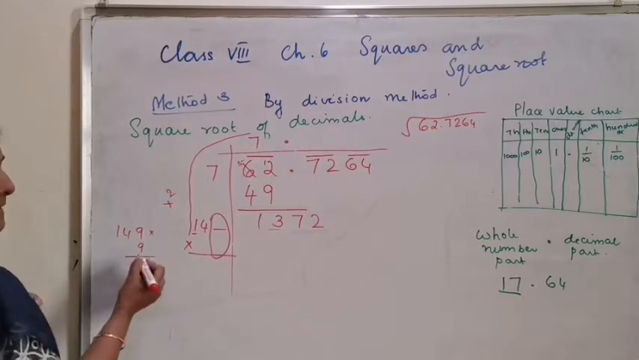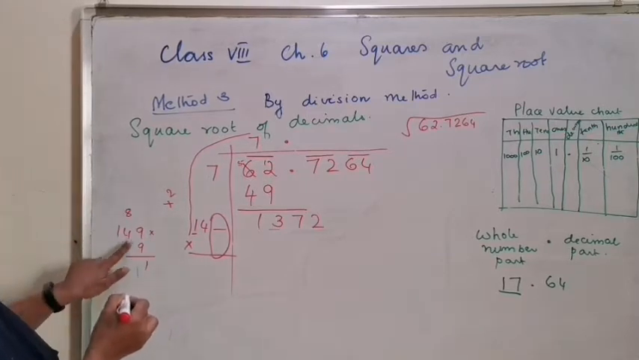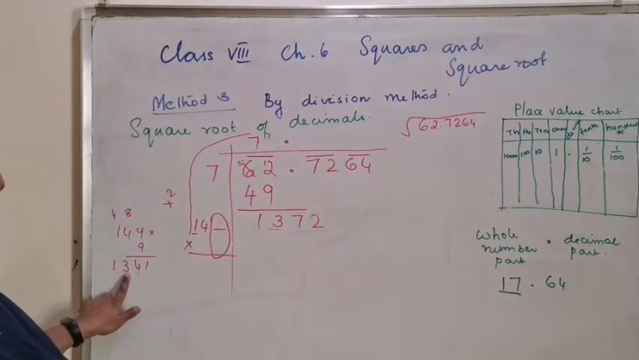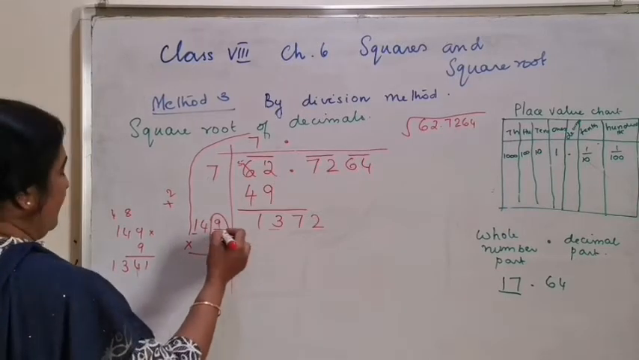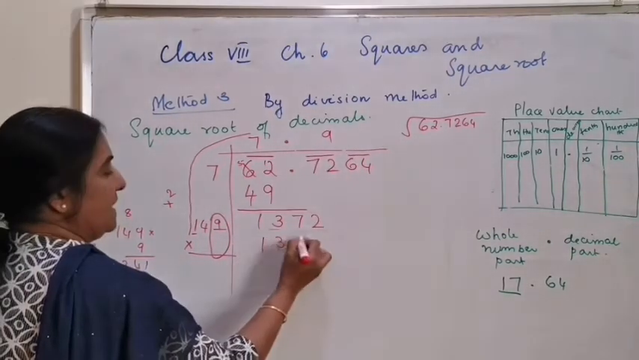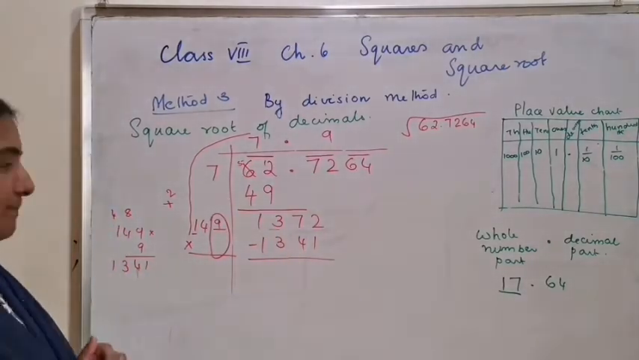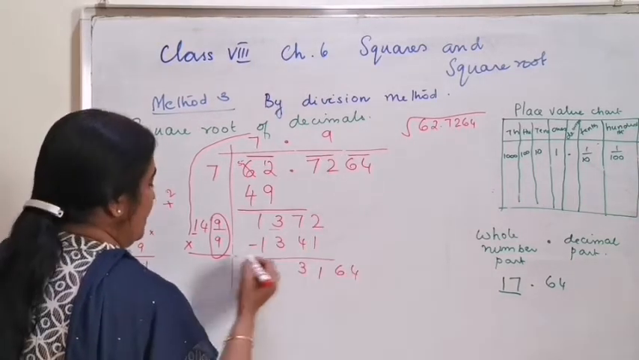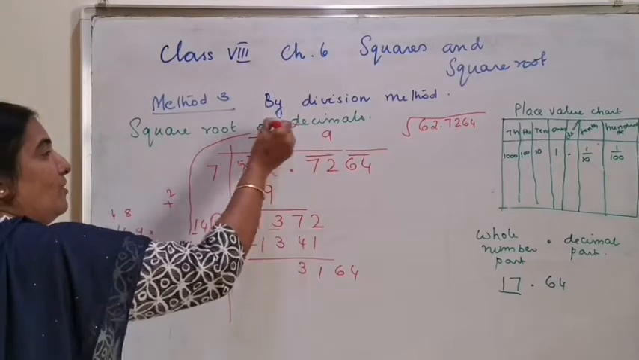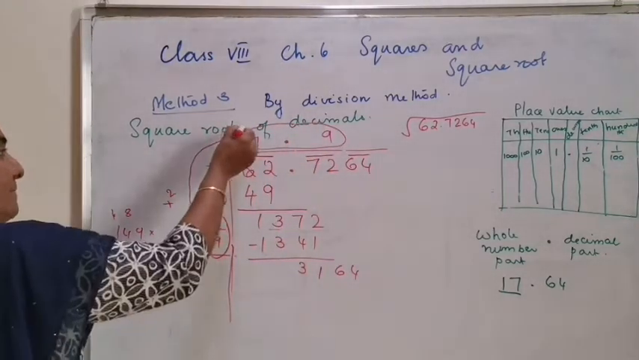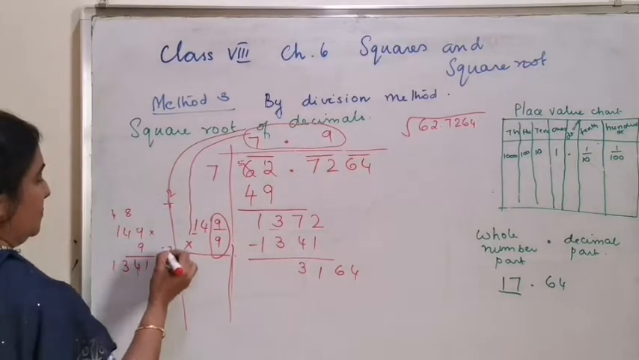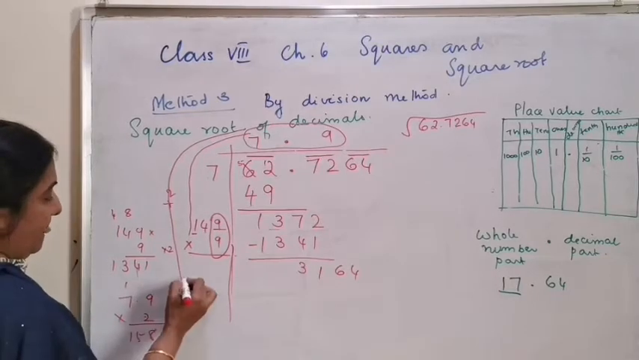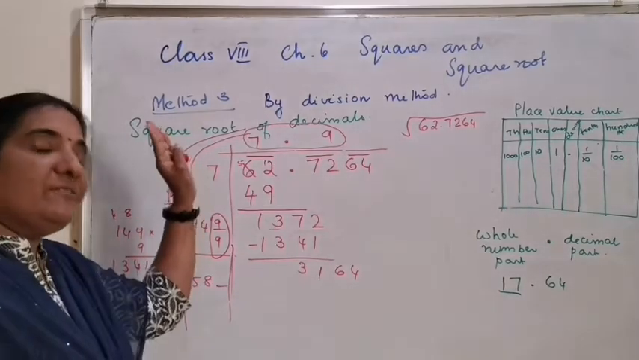149 into 9. 9 nines are 81, 9 fours are 36 plus 8, 44. 9 plus 4 is 13. 1341. 1341 normal subtraction. 2 minus 1, 7 minus 4, 3, 64. Again, the next step goes as double of 7.9. It's a double of 7.9 into 2. That is 7.9 into 2 is 9 twos are 18, 158, or double of 79.